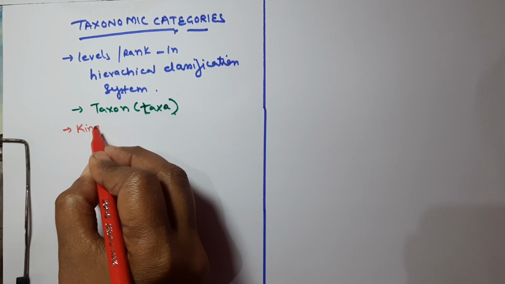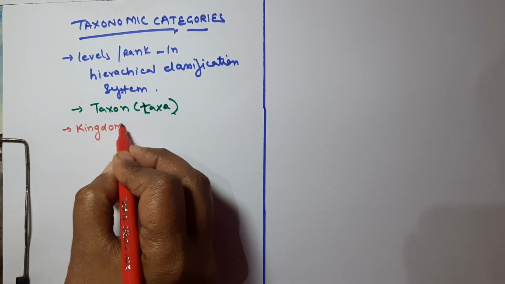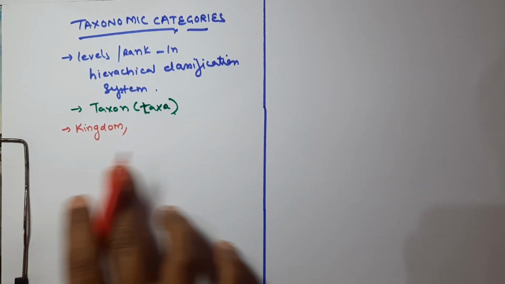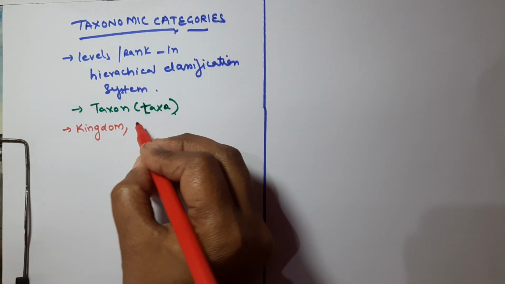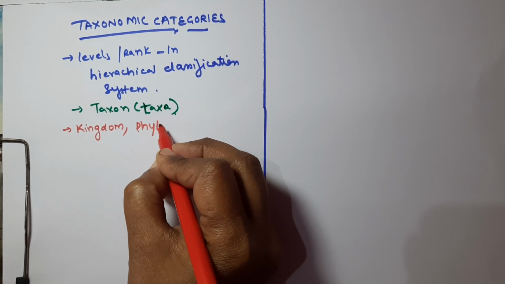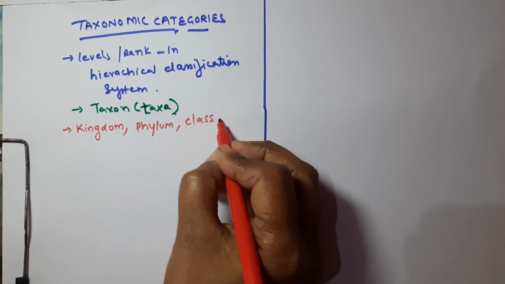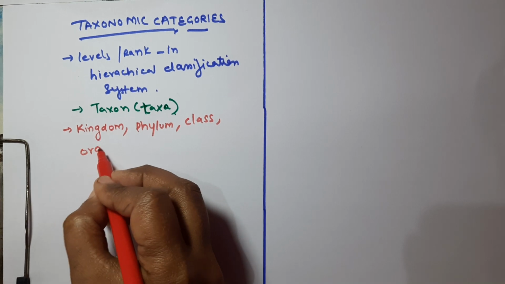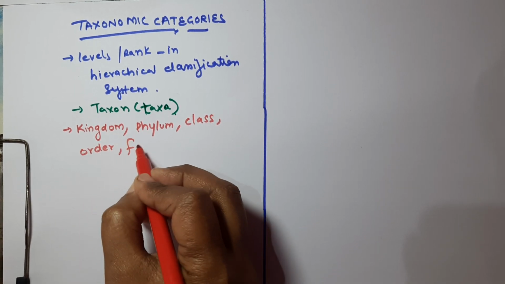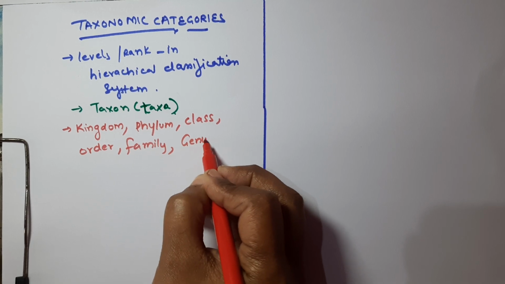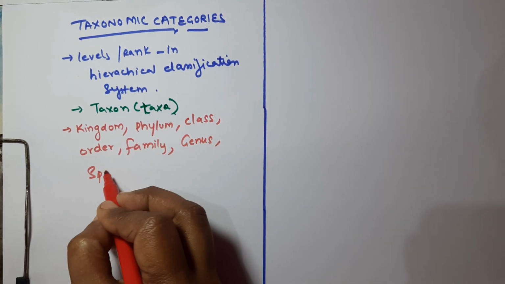Kingdom. Okay, I will write it here in a single line and then we will discuss this one by one. Okay, phylum, class, order, family, genus, and last species.